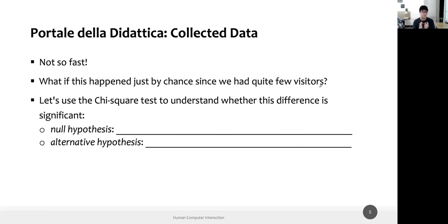To do this, we can write a null hypothesis and an alternative hypothesis. Any suggestion on what we can write here? Which is our alternative hypothesis, or our null hypothesis, as you prefer. So we have a comment in the chat: null hypothesis, the percentage of students who click on the button doesn't change. More or less.